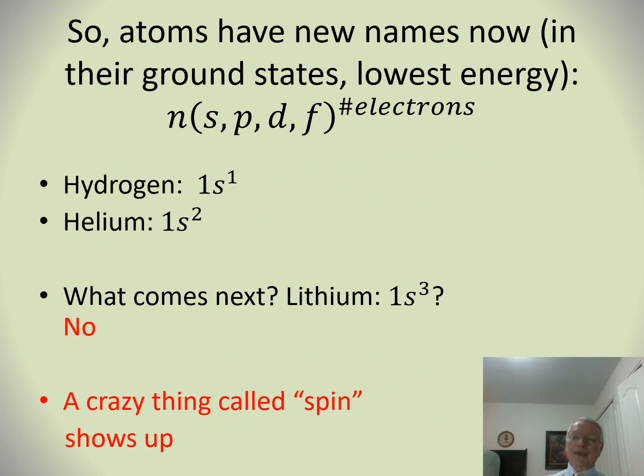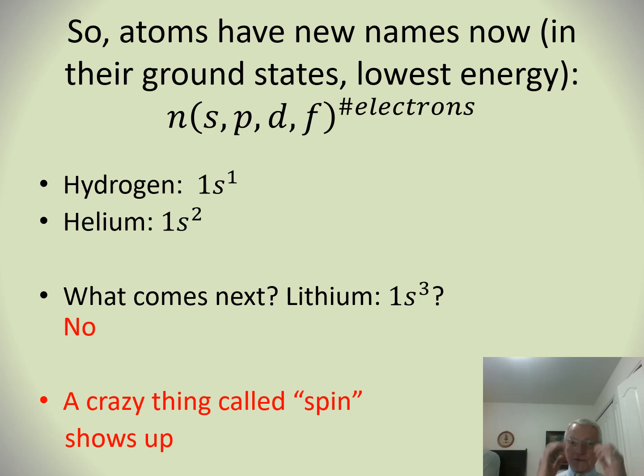Okay, so atoms, the atoms that you're used to, have new names now. We name them by their principal quantum number, n, by their L, using S for 0 and P for 1 and D for 2 and F for 3. And so hydrogen is called 1s1. It means that you're in the first principal quantum number level, n equal 1. It's an S state, which is L equals 0, and you have 1 electron in that state.